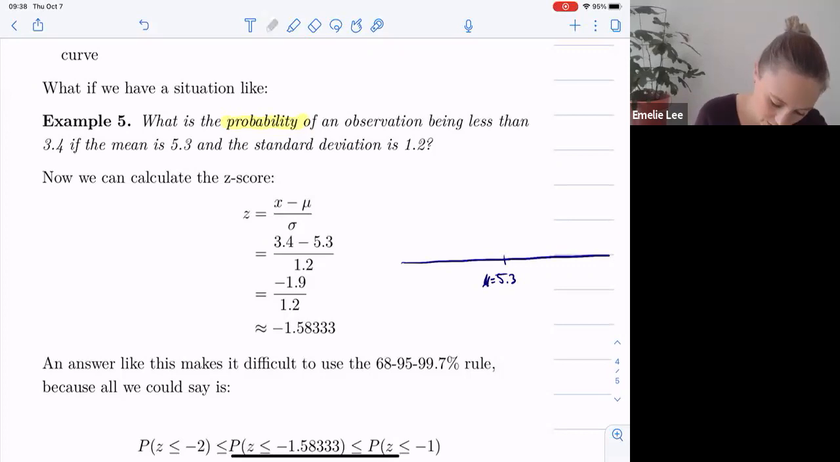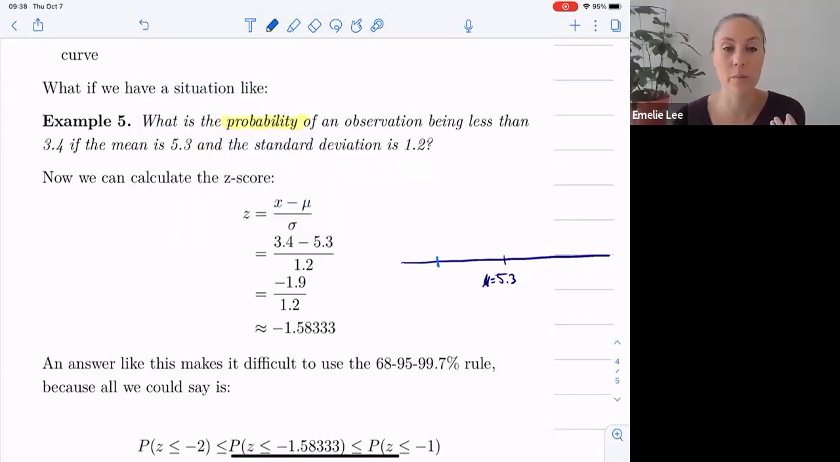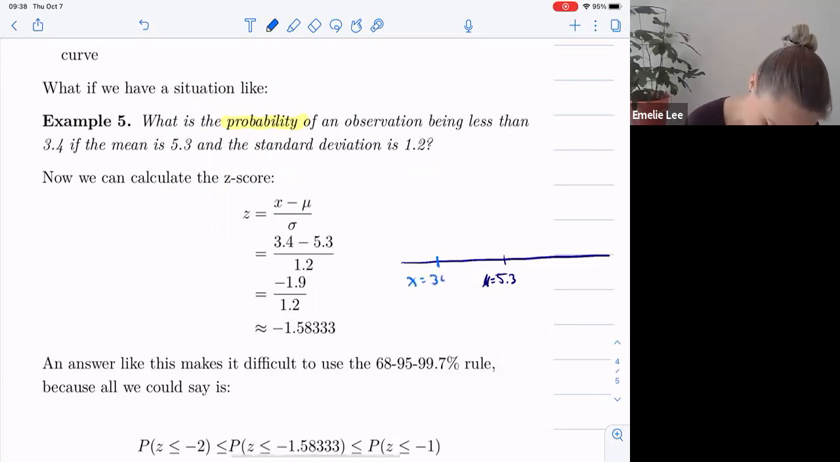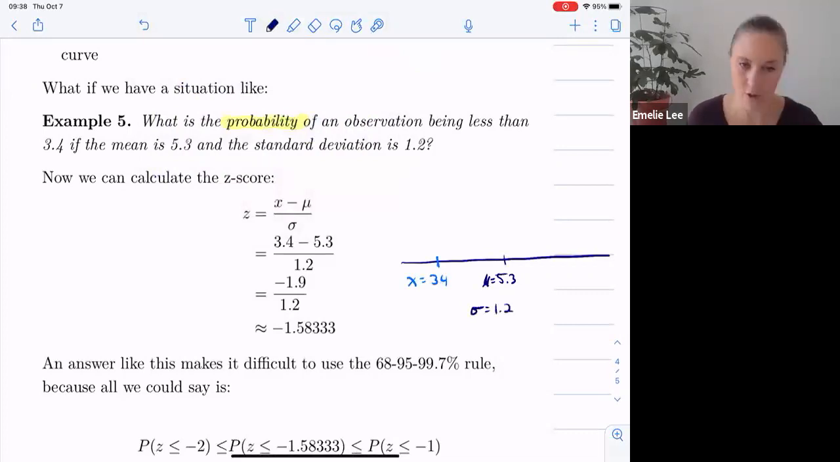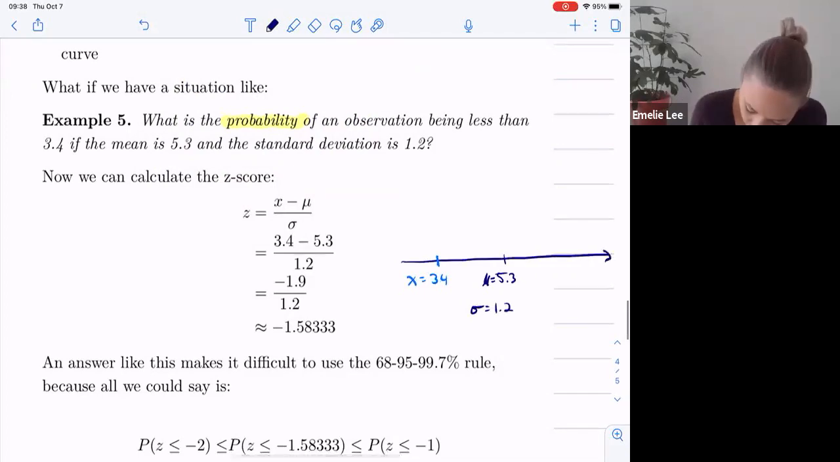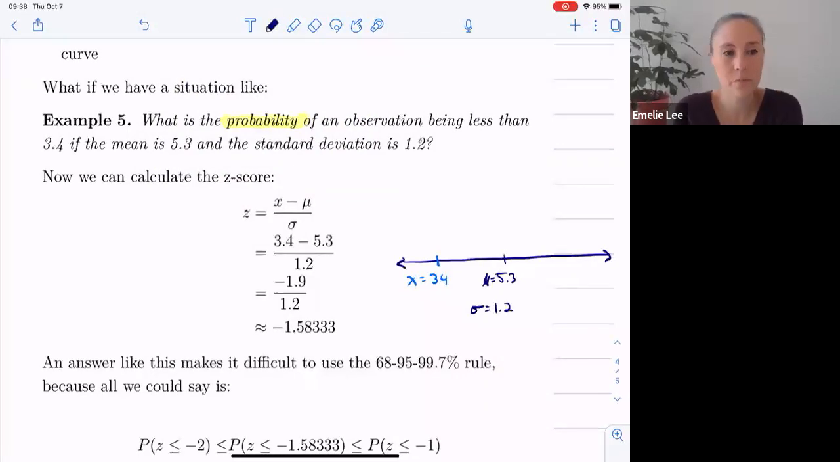And the point that I'm interested in is at 3.4. And remember, we use X to denote that point that I'm interested in. So X is 3.4, and the standard deviation is 1.2, which I'm actually just going to jot down somewhere here. I'm not going to draw it on the number line or anything. This keeps going and this keeps going.